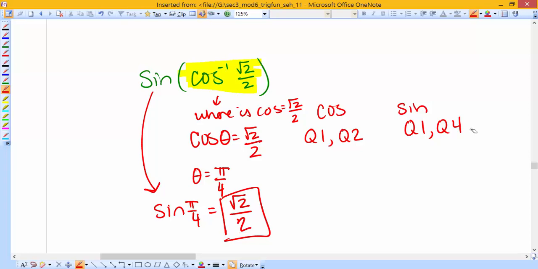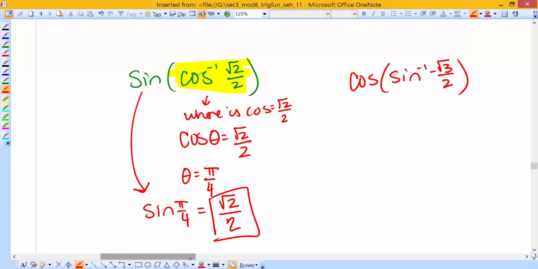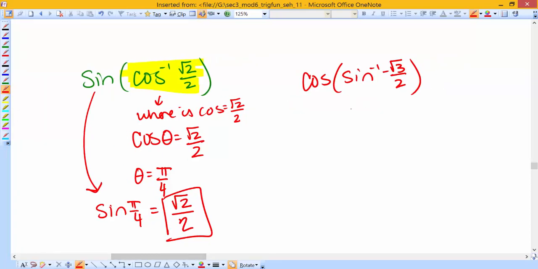Let me give you another one. Let's say we have cosine sine inverse negative root 3 over 2. So this one is asking us, where is sine negative root 3 over 2? That's what we need. We're undoing the inverse. Where is sine negative root 3 over 2?